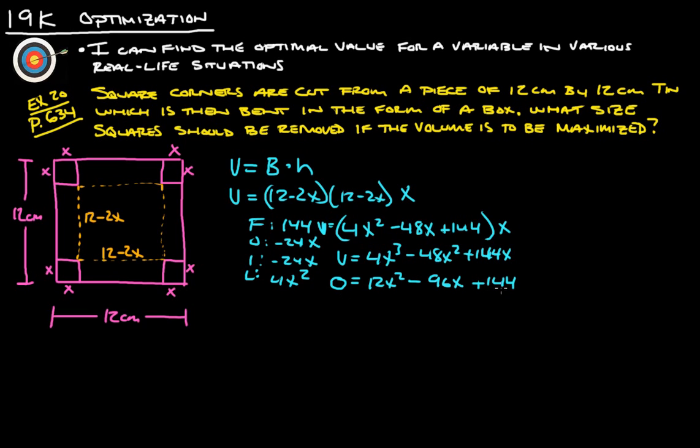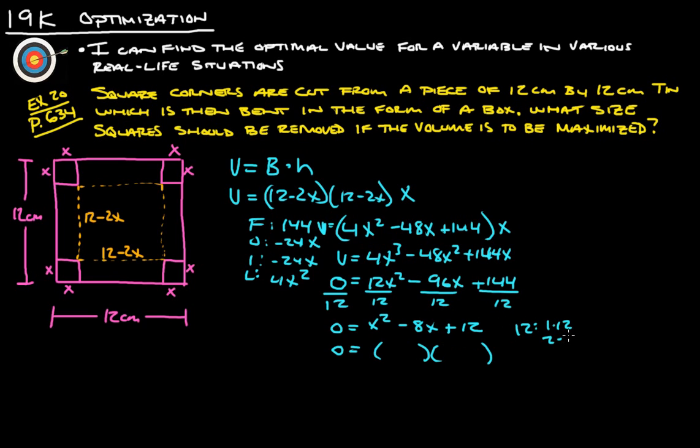Now, if you look at this, all these have a factor of 12, which is going to make our life so much easier. So let's just divide everything by 12. And we get 0 equals x squared minus 8x plus 12. Okay? So now we simply want factors of 12 that add up to 8. So factors of 12 are 1 and 12, 2 and 6, or 3 and 4. So the factors there that add up to 8 are 2 and 6.